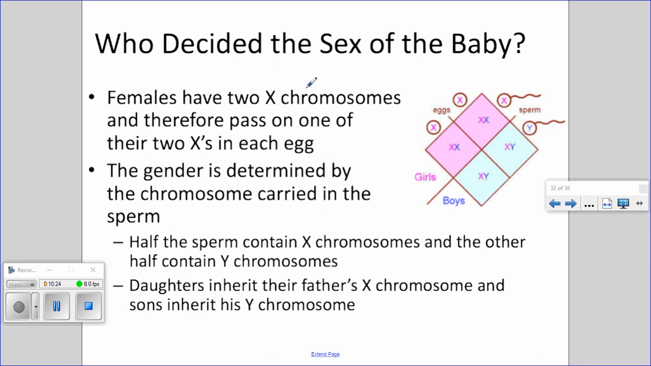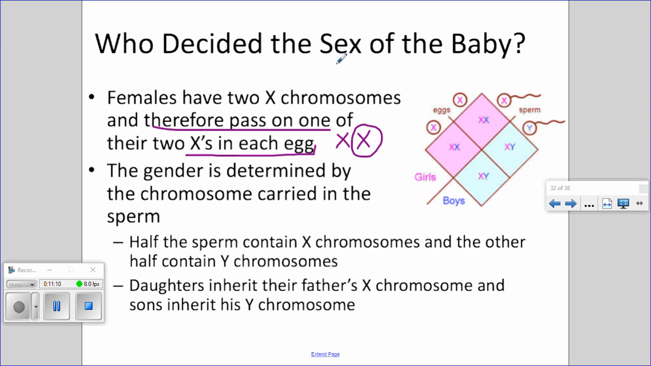When sperm and egg fuse together, sperm is from dad and egg is from mom, so who determines the sex of the baby? As I mentioned before, females have two X chromosomes, and therefore they will pass on one of their two X's in each egg. Remember that an egg is a gamete cell, so it will only have one of each type of chromosome. If a female typically has two X chromosomes in a cell, that egg cell, when it fully develops, will only have one X chromosome.